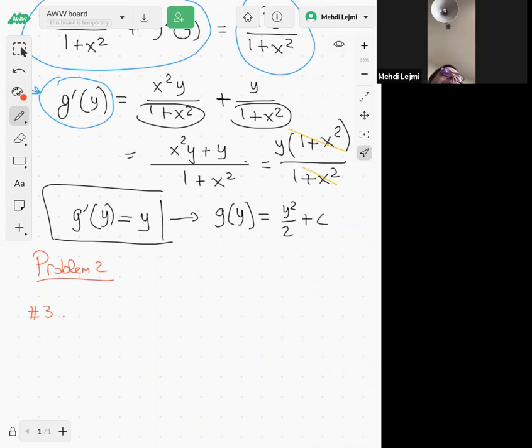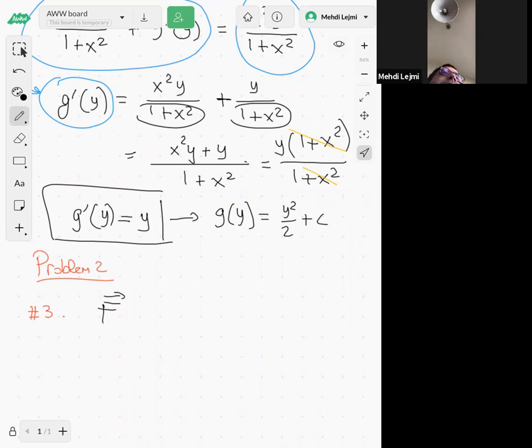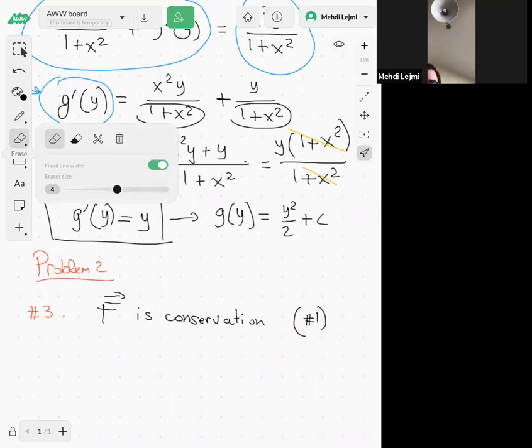Okay, actually, you can just use one result we had, which says that, for your vector field F, you're supposed to prove in the first part of the problem, in 2.1, that F is conservative. So you know from 2.1 that F is conservative.